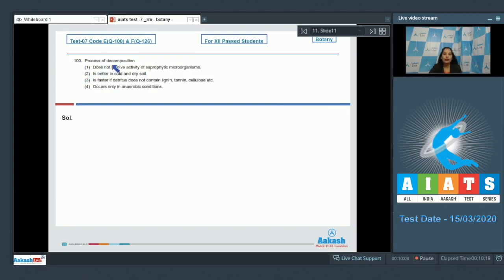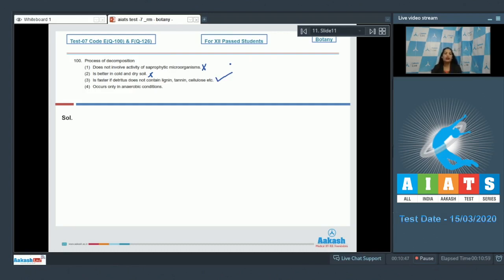Question number 100. Process of decomposition does not involve activity of saprophytic microorganisms. No, it does. Saprophytes are there in the decomposition and they play an important role in the decomposition process. Second, is better in cold and dry soil? No, it's better in warm and humid soil, not in the cold soil. Third one, is faster if detritus does not contain lignin, tannin, cellulose, etc. It is true. If detritus does not have lignin or tannin, the process of decomposition will be faster.